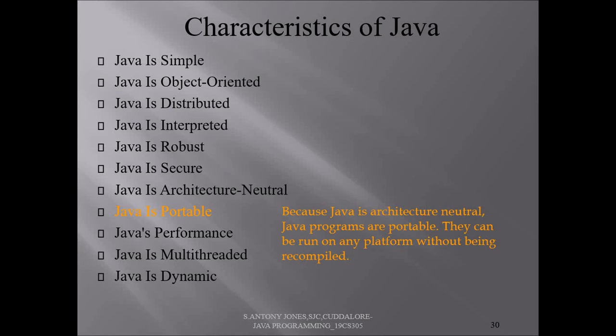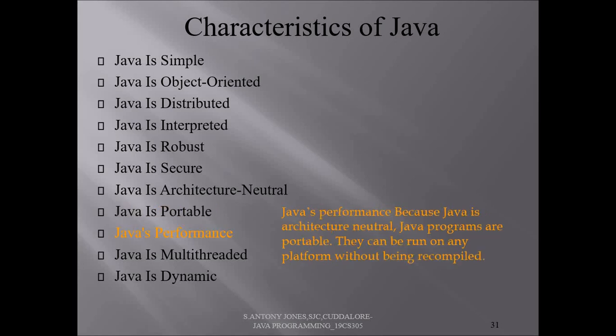Next we say that it is portable. Because Java is architecture neutral, a Java program by default becomes portable. It can be supported on any OS such as Windows, Linux, Mac, Solaris and so on. So it can be run on any platform without being recompiled. Next we say Java's performance. Since Java is architecture neutral, portable and can run on any platform without recompiling, it is a highly used language on any platform.